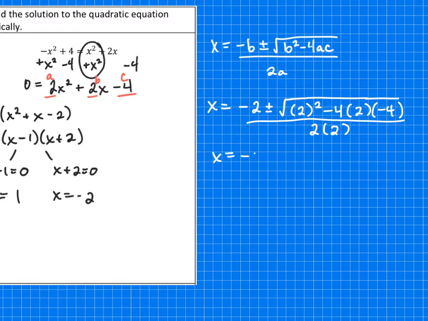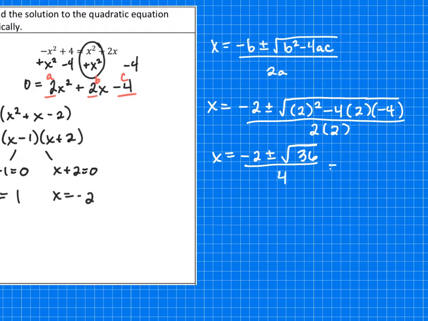So x equals negative 2 plus or minus the square root of 2 squared, which is 4. Negative 4 times 2 is negative 8, times negative 4 is a positive 32. So that's going to be plus 32. So I'm going to go ahead and write that as 36, and then that's all divided by 4.